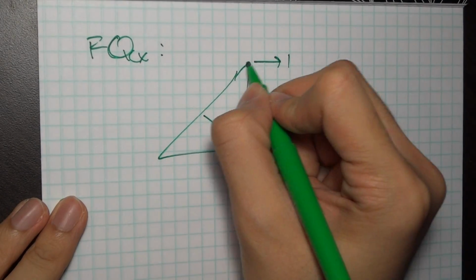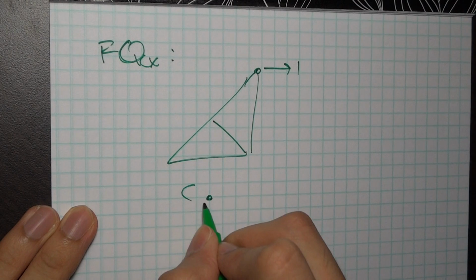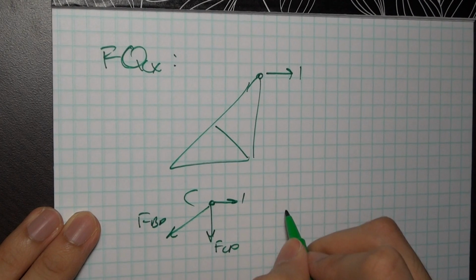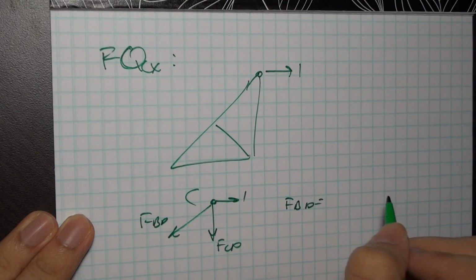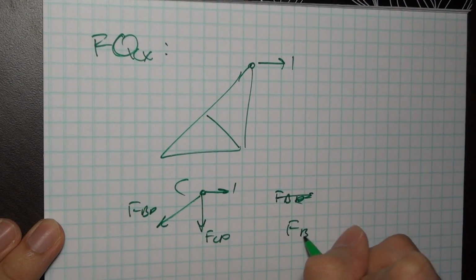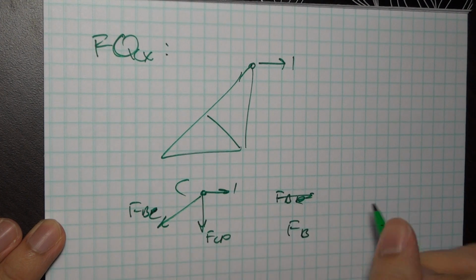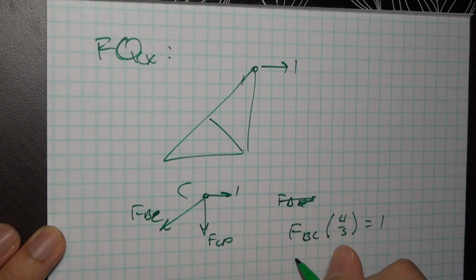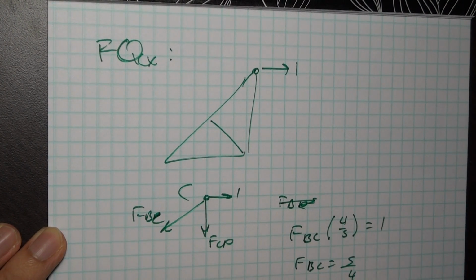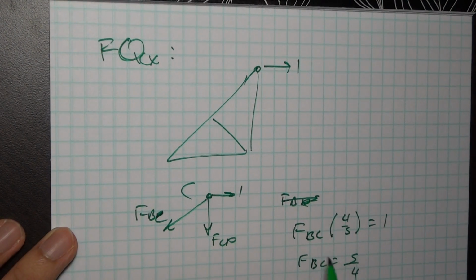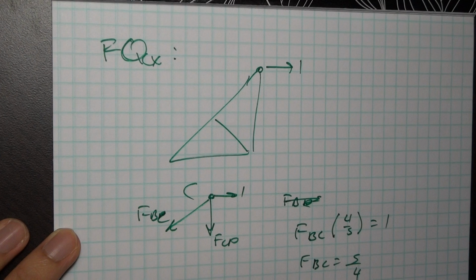If we look at the same member up here, at the same point, this is C, FBC, FCD, and this is 1. You can use geometry to figure this out: FBC times 4 on 5 equals 1. Therefore, FBC equals 5 on 4. FBC equals 5 on 4. FCD equals negative 3 on 4.